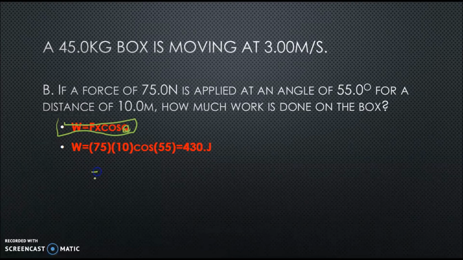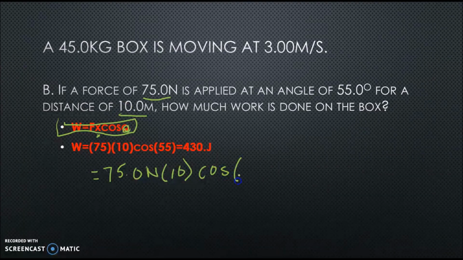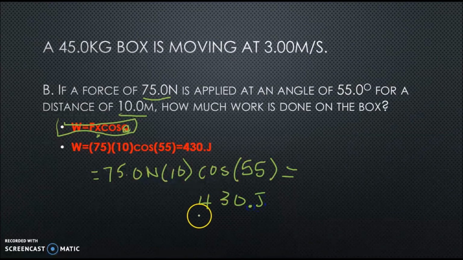So we're going to plug in what we know. We have the force, which is given to us in the problem, 75.0 newtons, times 10, which is the distance, and that's what x is. Cosine, make sure your calculator is in the right mode, 55 degrees. We plug that into our calculators, and we should get 430 joules. And again, you have the decimal indicating the significant figures in that answer in order to get the full credit for it.